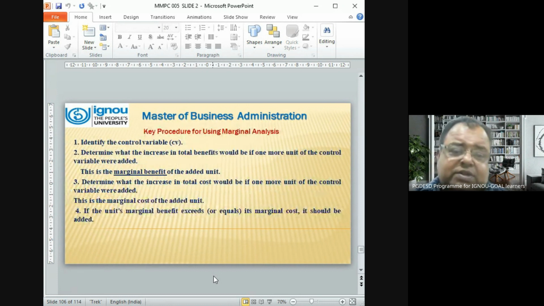What is the key procedure for using marginal analysis? Identify the control variable. Determine what the increase in total benefits would be if one more unit of the control variable is added.